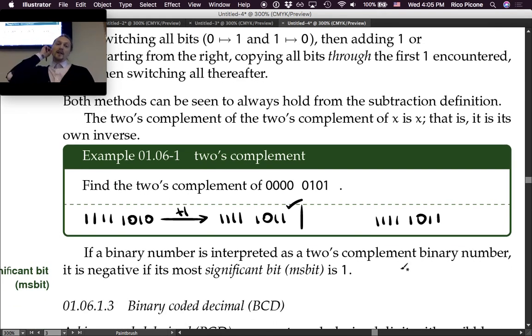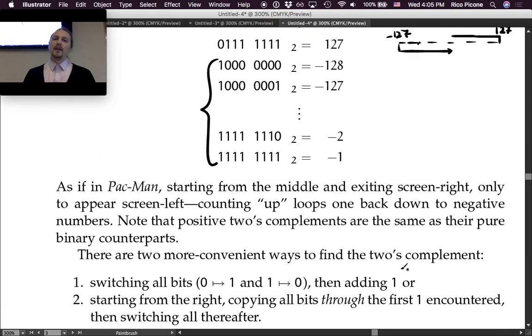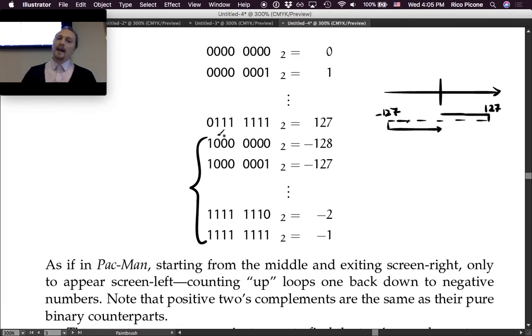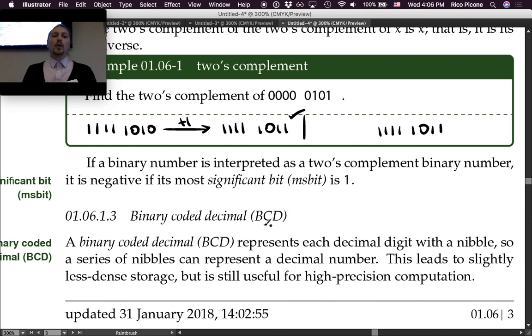So if a binary number is interpreted as a 2's complement binary number, it is negative if its most significant bit is 1. You may have noticed that when that last bit gets occupied, we start to interpret them as negative. So you can tell if a 2's complement binary number is negative by just looking at its most significant bit. If it's 1, it's negative. If it's 0, it's positive. Pretty cool.